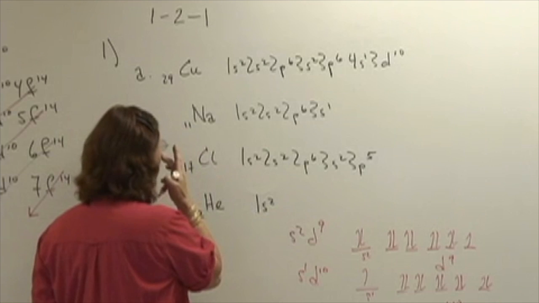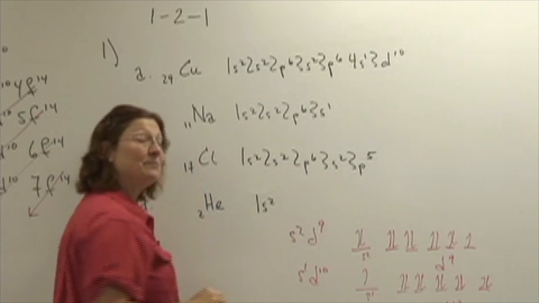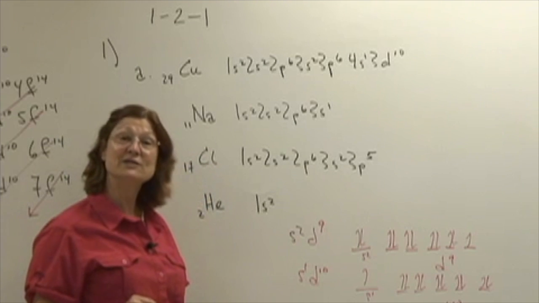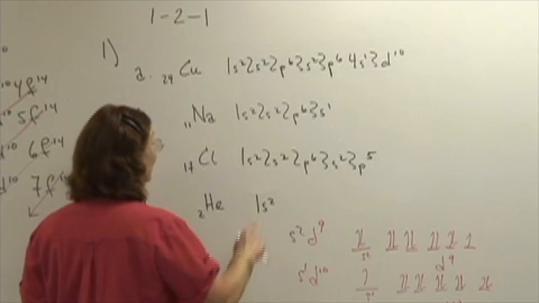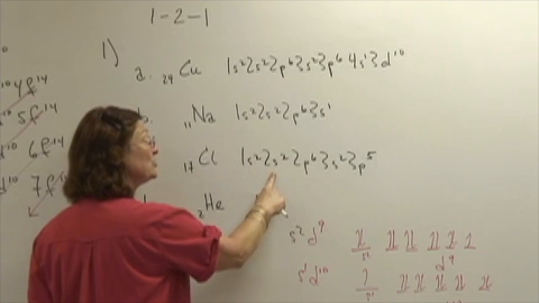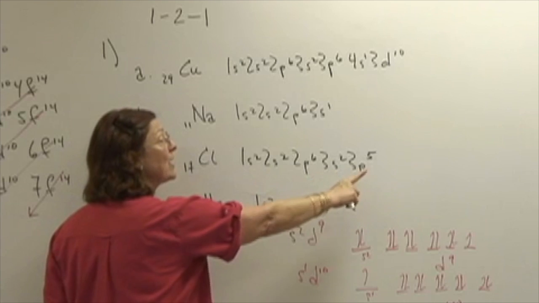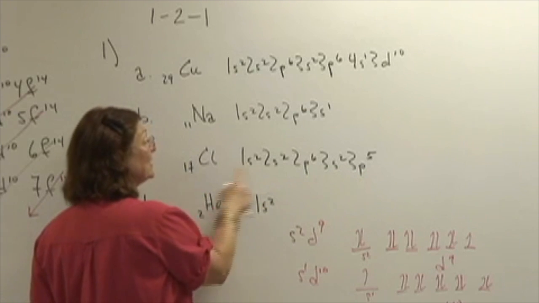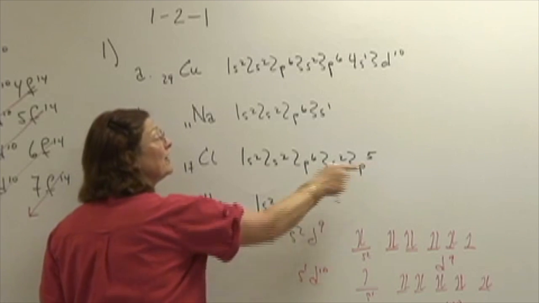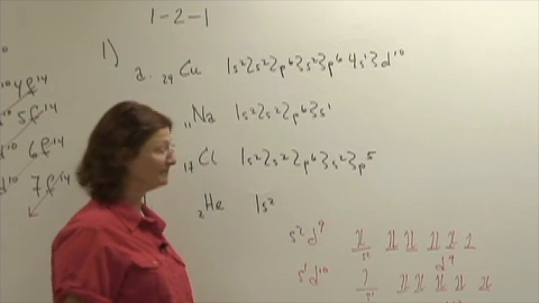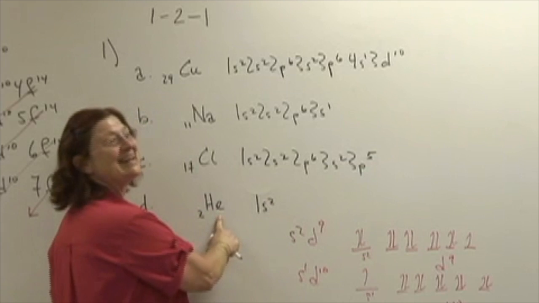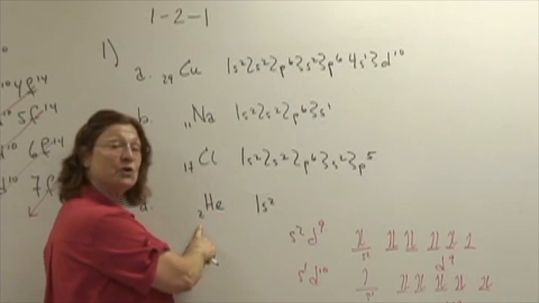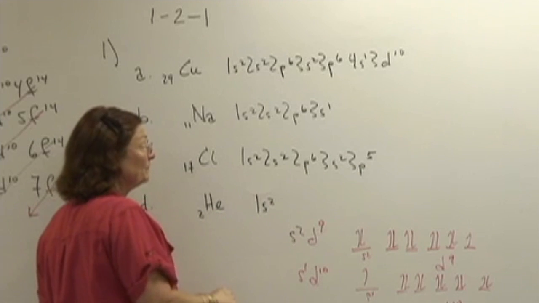Chlorine has atomic number 17. It has 17 protons and 17 electrons in the neutral atom. And therefore we go 1s2, 2s2, 2p6, 3s2, and 3p5. And we add those numbers up, we come up with 17. 2, 4, 10, 12, and 17 electrons. Helium is an easy one. It has atomic number 2, so it just goes 1s2.